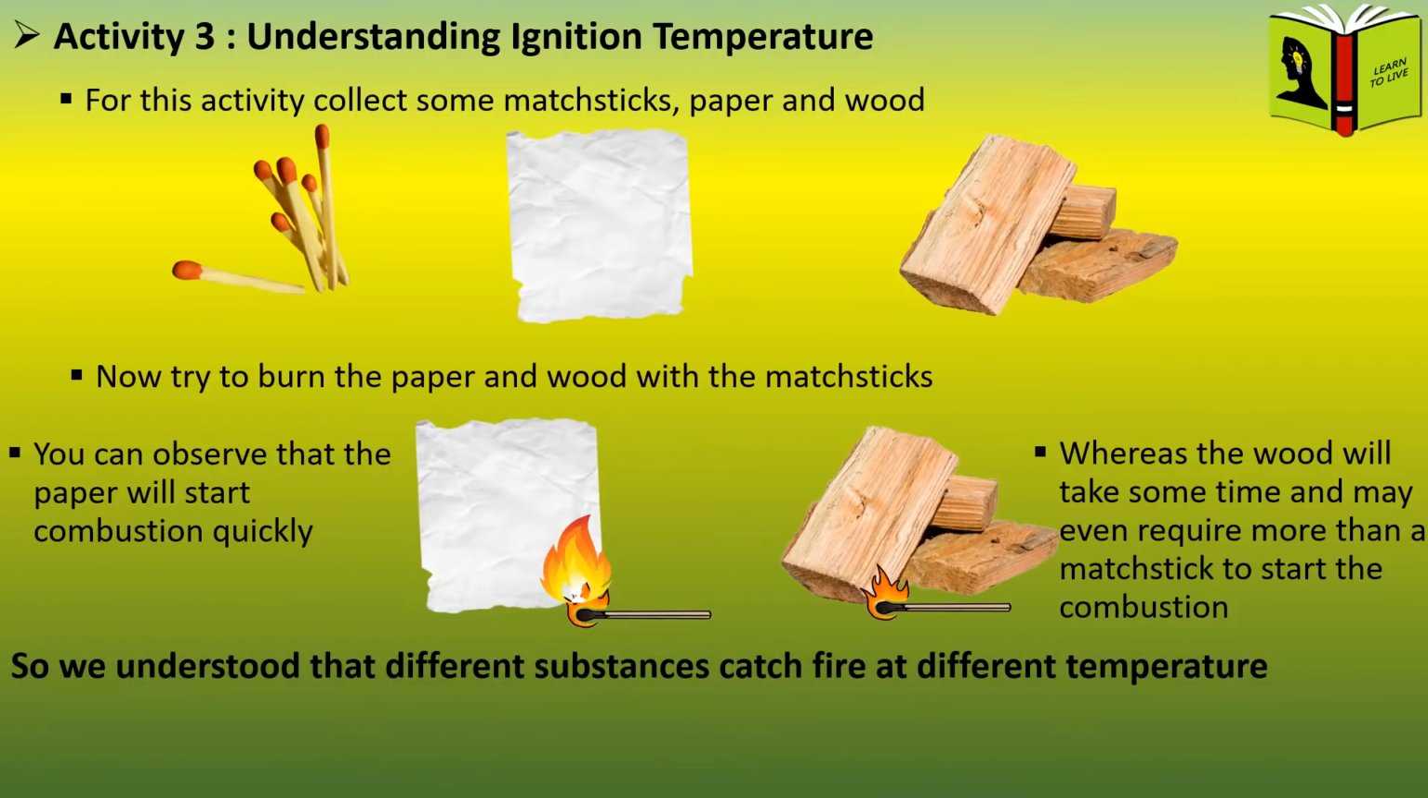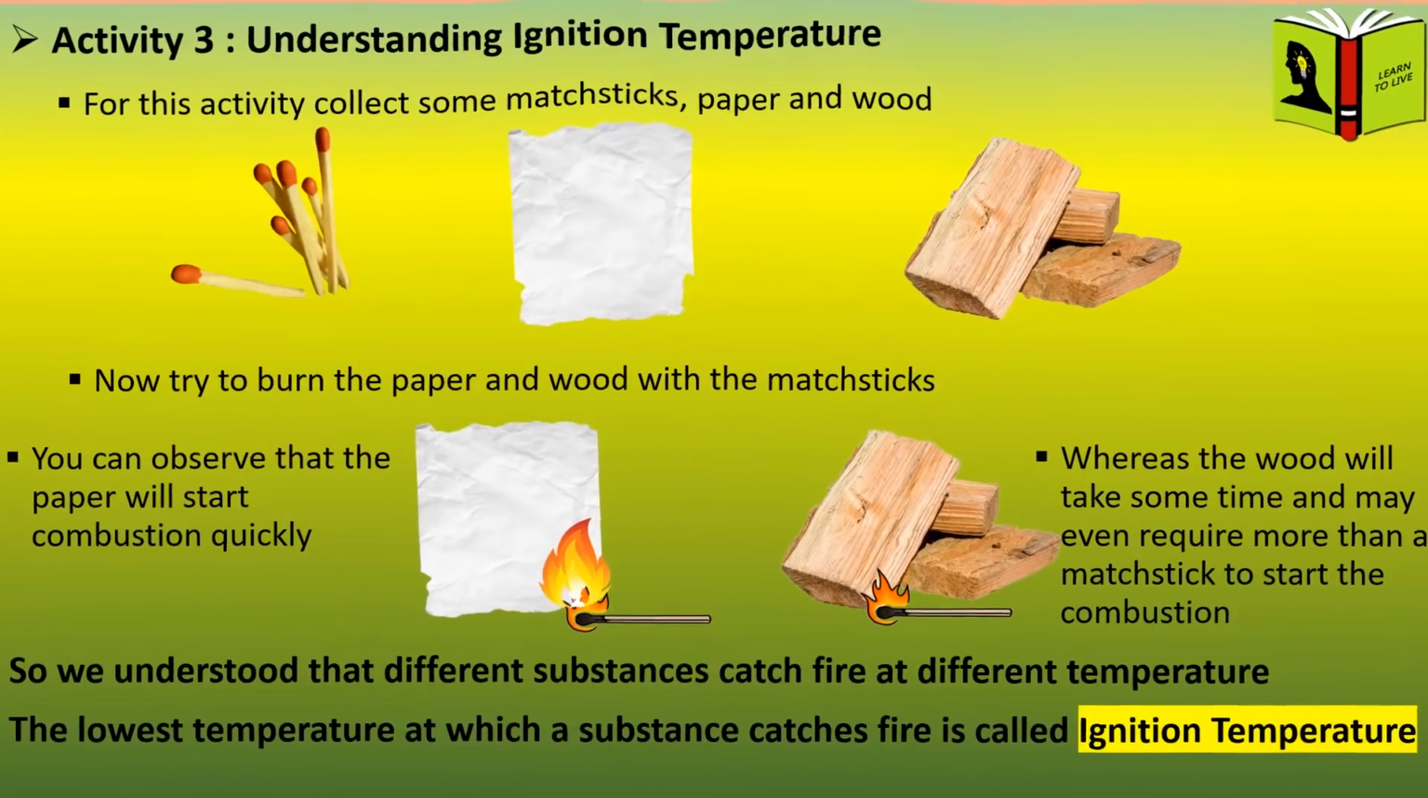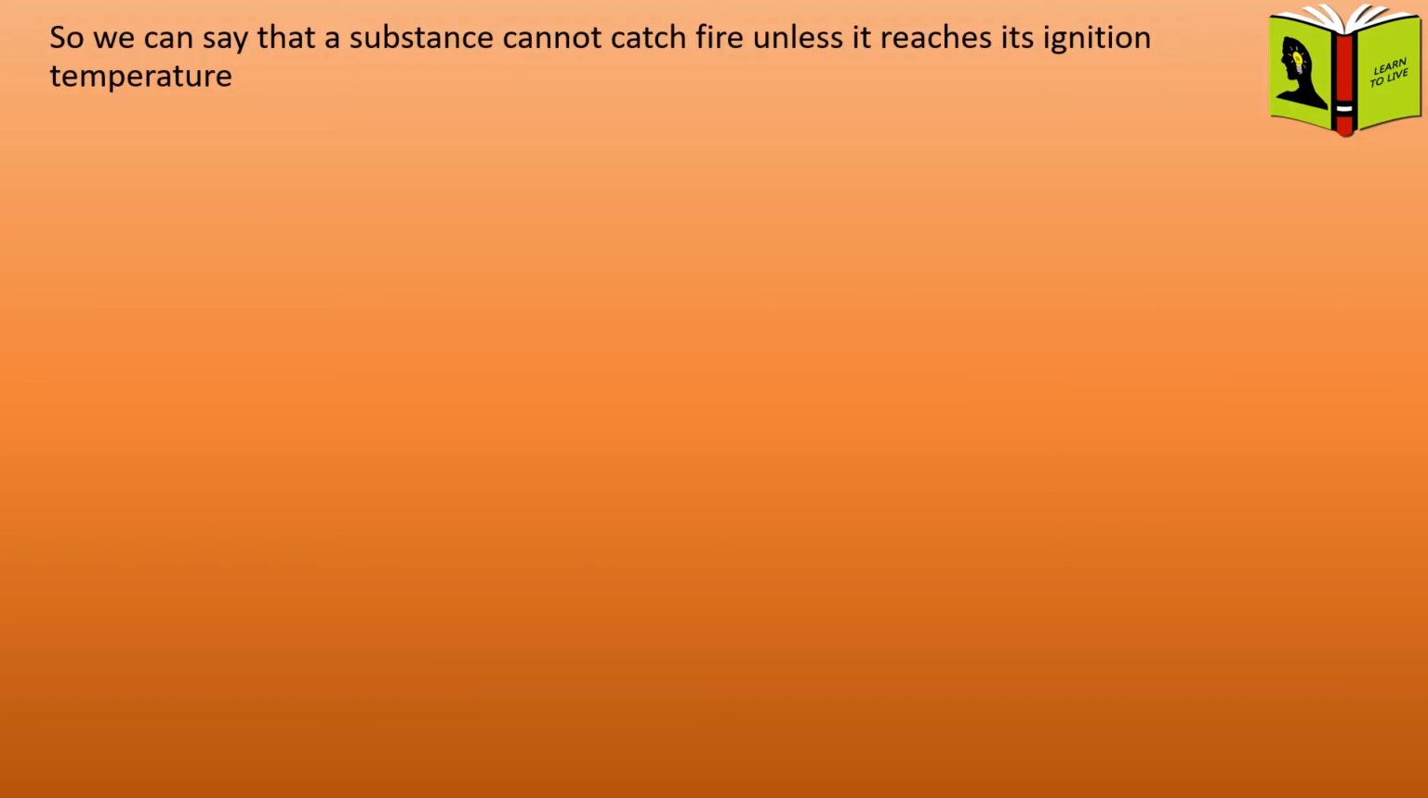So, we understood that different substances catch fire at different temperatures. The lowest temperature at which a substance catches fire is called ignition temperature. So, we can say that a substance cannot catch fire unless it reaches its ignition temperature.